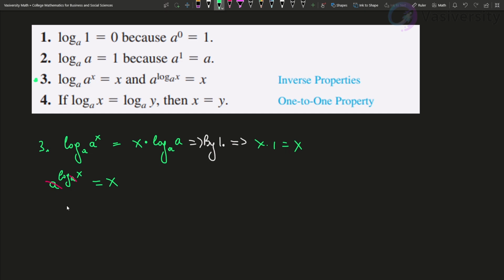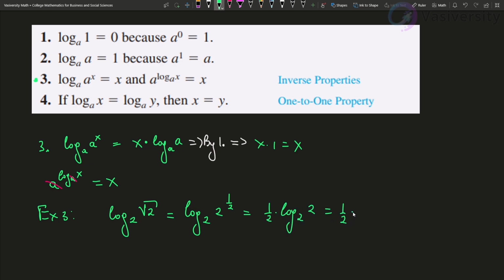Right? So as an example, example 3, what would be logarithm base 2 of the square root of 2? This is not so difficult because we know the definition. By definition, we can write logarithm base 2 of 2 to the power of 1/2, okay? And that is going to be equal to 1/2 times logarithm base 2 of 2, which is 1, so 1/2 times 1 is equal to 1/2.